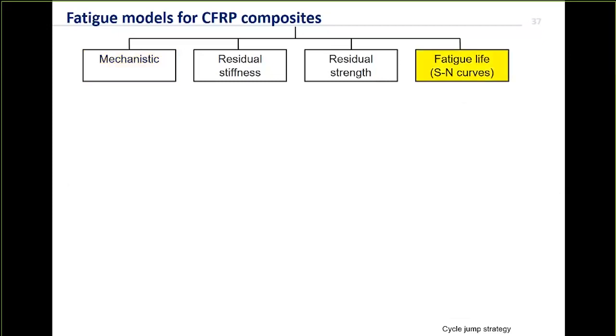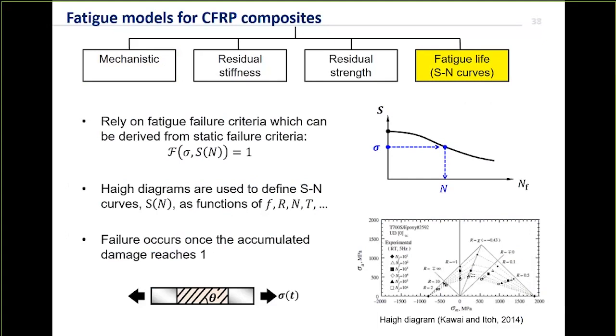At the other end of the spectrum, and this is where we started, is the simplest approach, and I'm a great believer in using the simplest approach we can get away with. So this is where we started, and this is what we might call a fatigue life approach. This is based on a traditional SN curve approach combined with some of the understanding of composite failure criteria.